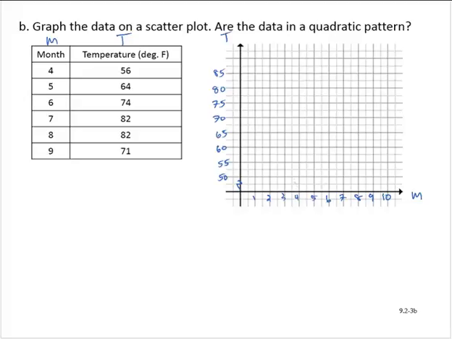Alright, in month 4, we have 56. In month 5, 64. In month 6, 74. In month 7, 82. In month 8, 82. And in month 9, down to 71.